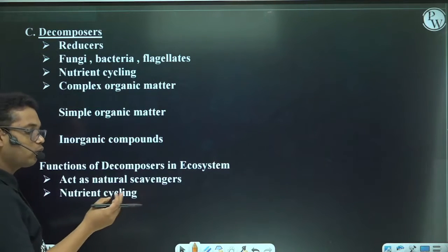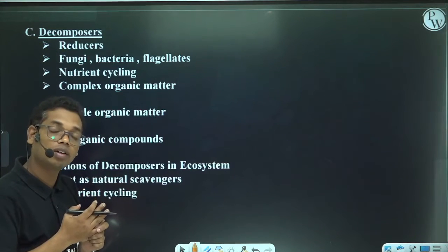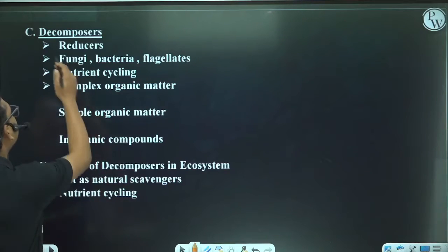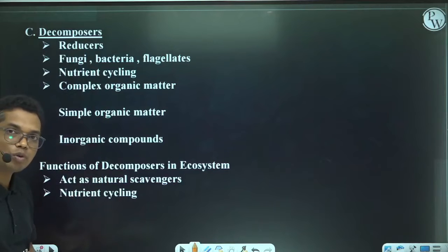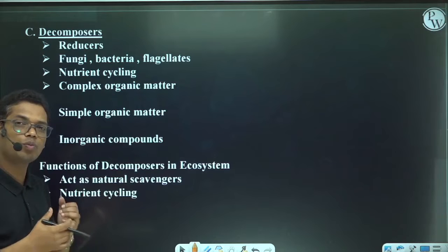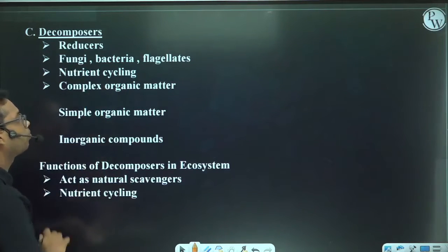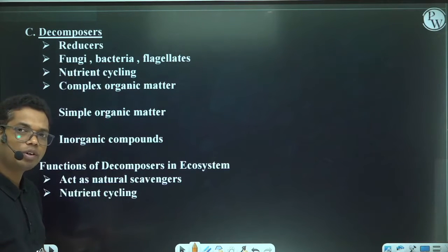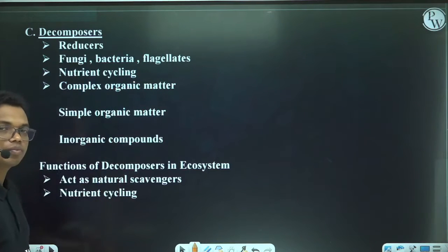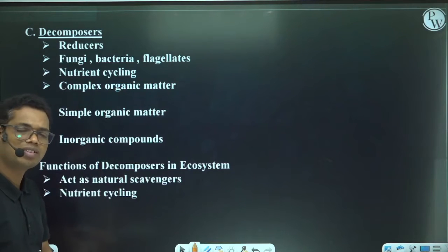So far we have discussed two biotic components: one, producers, second, consumers. Now we are going to discuss the third biotic component, and that is the decomposers. These decomposers break down large complex organic molecules into small simple inorganic molecules, and that is why they are called reducers. They are always microbial in nature. They may belong to fungi, bacteria, or flagellates. And they are responsible for performing nutrient cycling.